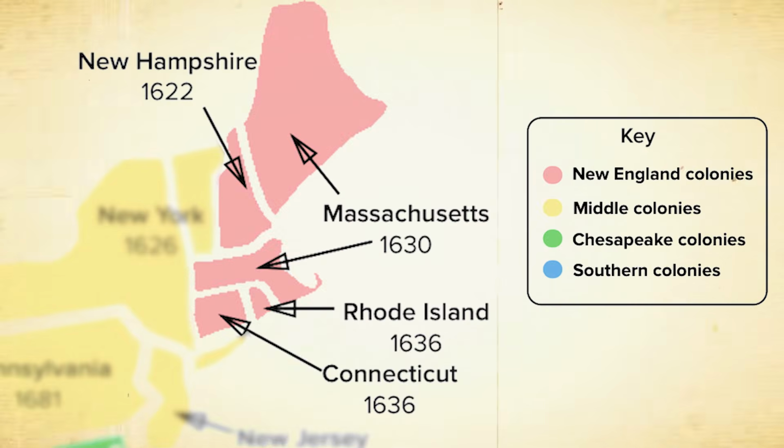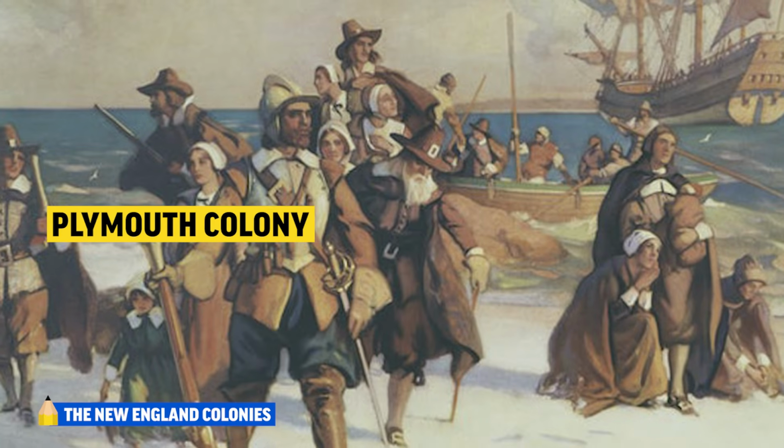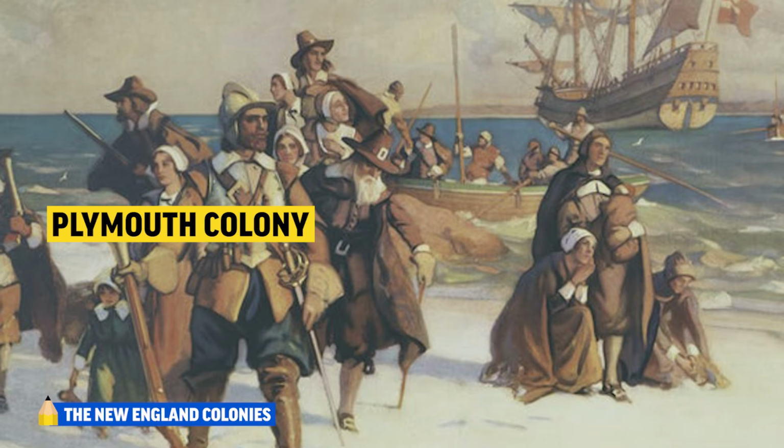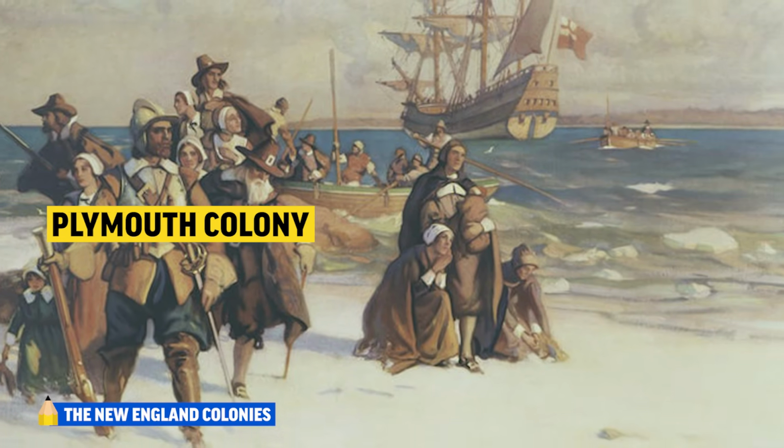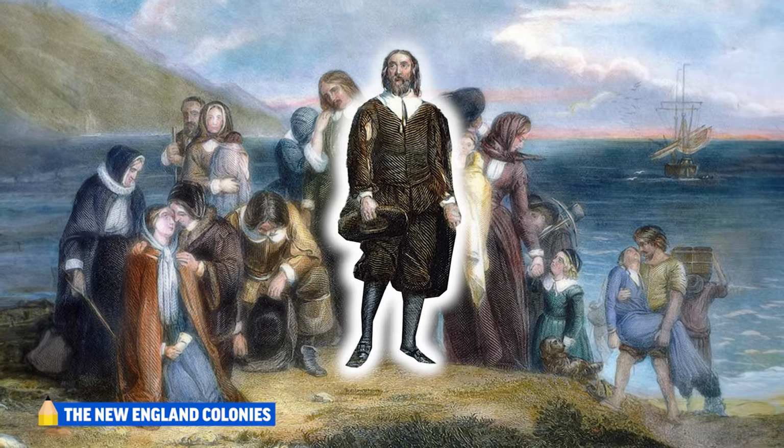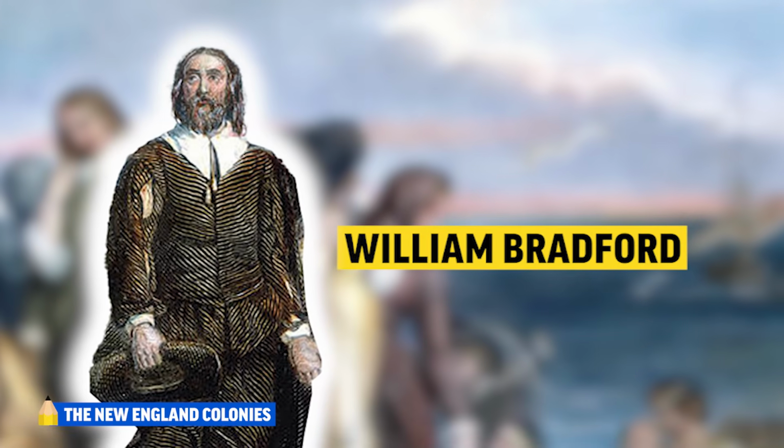Now let's talk about the New England colonies. The Plymouth colony was founded in 1620 by a group of separatists who wanted to establish their own church separate from royal control. These colonists arrived in America on the Mayflower. One important passenger was William Bradford, who would go on and govern the colony for over 30 years.